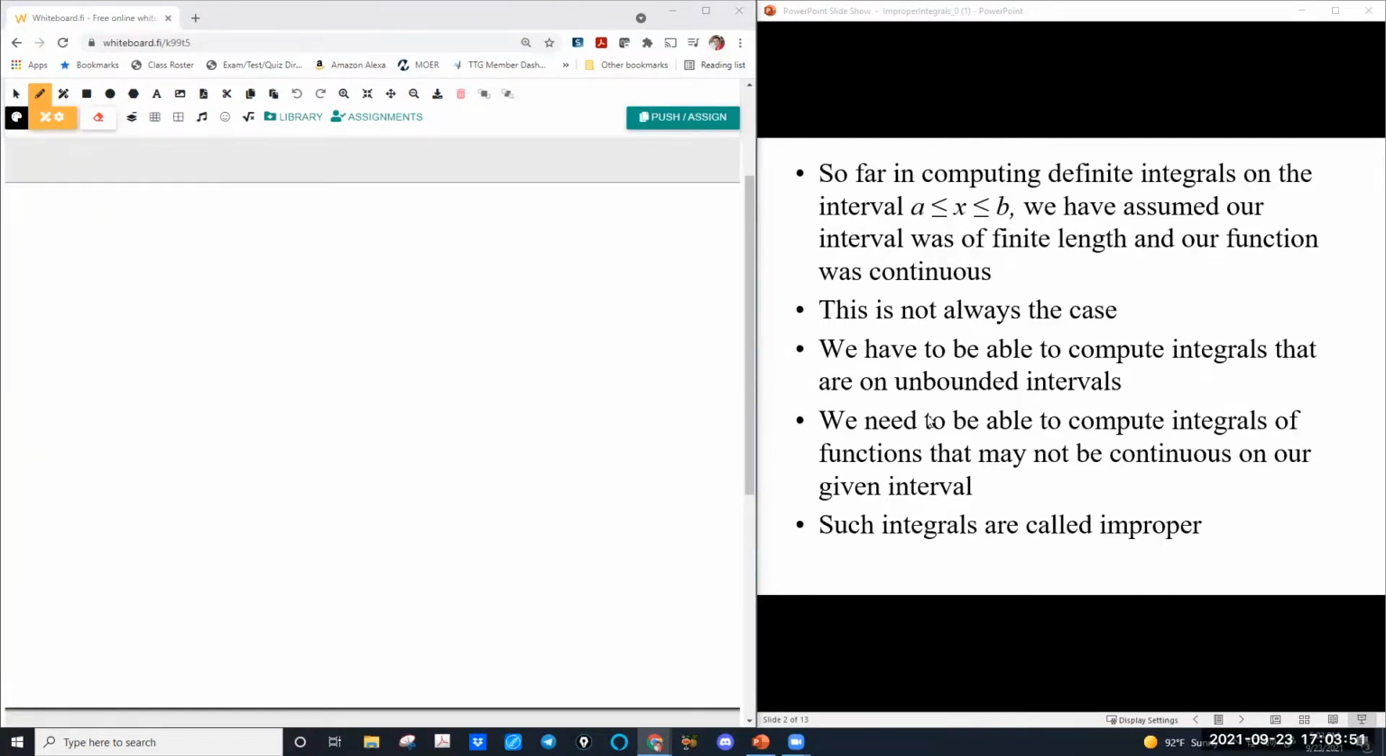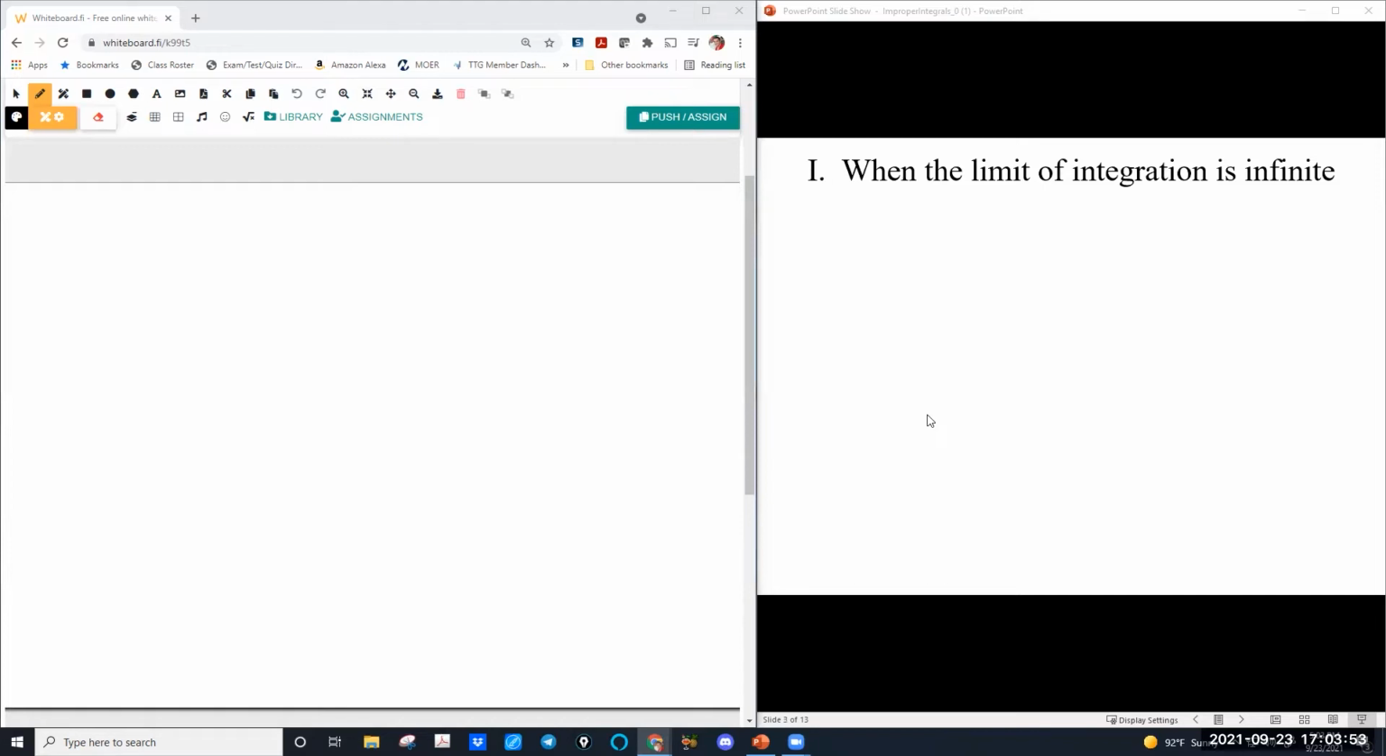The first case is very, very easy to identify, and that's when the limit of integration is infinite. You're going to see something like this. Notice that the upper limit is infinity. So when one or both of the limits are infinite, it'll be very obvious in the problem. So the question becomes, now that we know we have an improper integral, can we calculate this? Let's talk a little bit about how we do this.